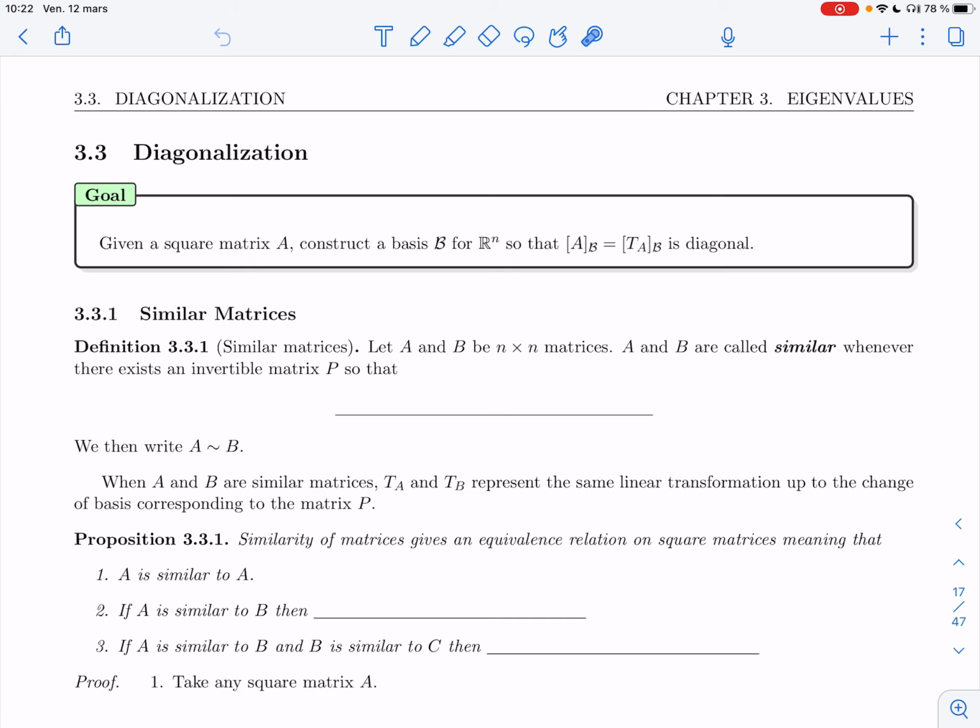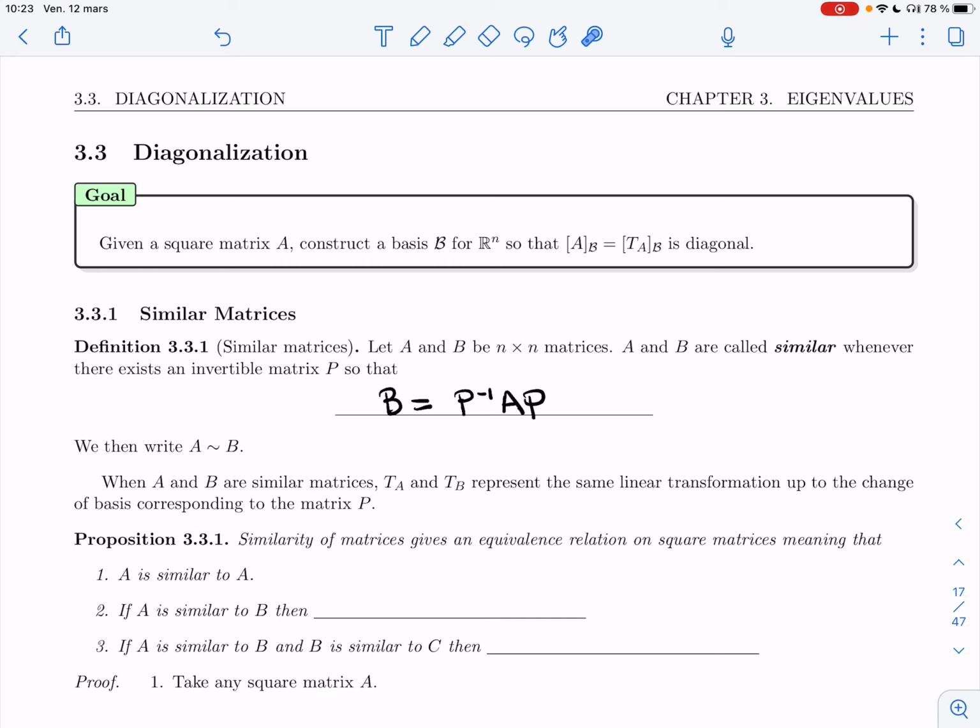All right, let's start with similar matrices. Let's start slowly. Section 3.3.1, similar matrices. Here's a definition. Let A and B be n by n matrices. A and B are called similar matrices whenever there exists an invertible matrix P so that B is P inverse AP. We then write A tilde B.